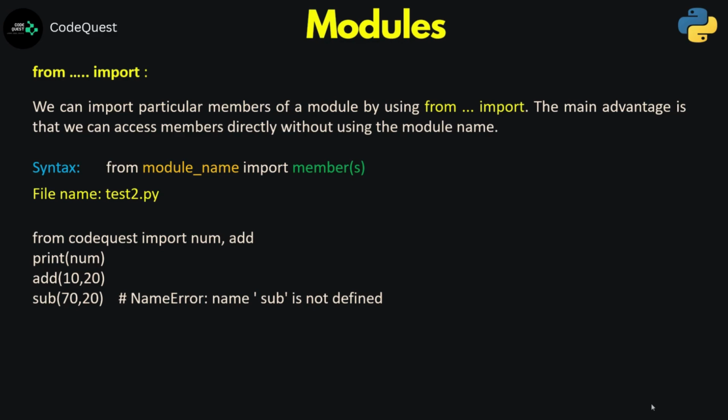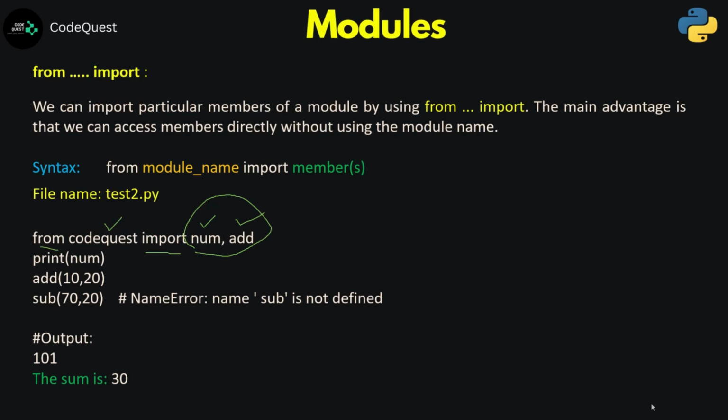If I'm using the same codequest module that I have prepared, I'm writing here from codequest, where codequest is the module name and import is a keyword. And here I'm writing num comma add, which means, this codequest we have seen already has three members. One is a variable num, there is a function called add, and there is one more function called sub. But here I'm only trying to import two members. Though it has three members, I'm only importing two.